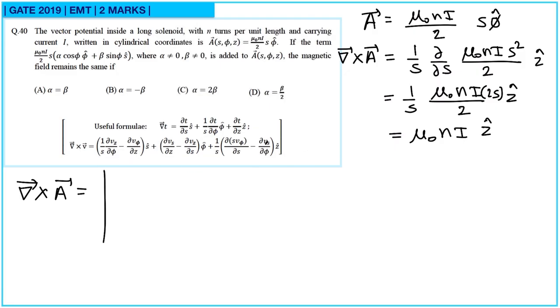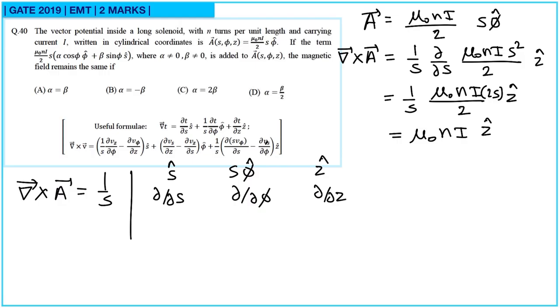now let us use the formula. The formula is 1 by s into, here we have r cap, phi cap and z cap, dou by dou r, so I will use s here, dou by dou s, dou by dou phi and dou by dou z. Now this term is added to it.